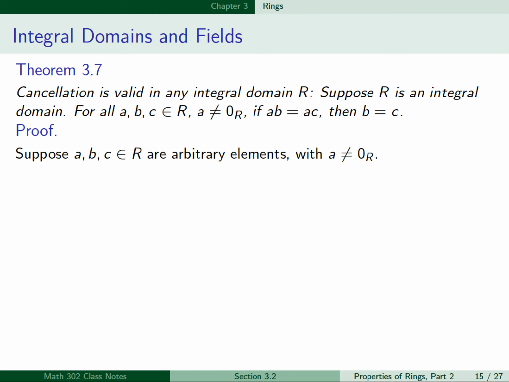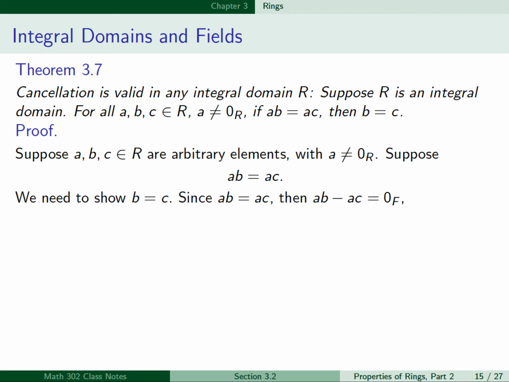So for our proof, we'll suppose a, b, and c in R are arbitrary elements with a not equal to 0 sub R. We'll suppose our hypothesis that ab is equal to ac, and we need to show our conclusion that b is equal to c. Now since ab is equal to ac, then ab minus ac will be equal to 0 sub R, so that a times the quantity b minus c is equal to 0 sub R. That's using our distributive law.